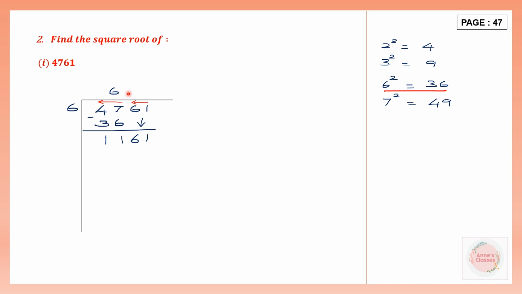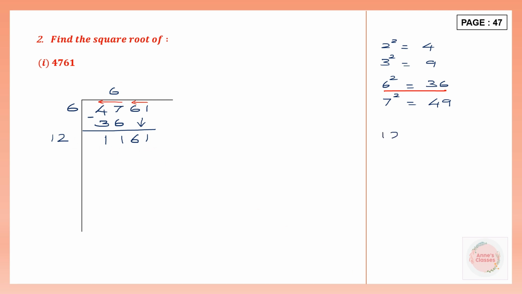Next step, we are going to write the double of this number. This number is 6. Double means 6 into 2. 6 twos are 12. We are going to write that here. So now we have 12. Next step is we are going to write a digit next to 12 and multiply it with the same digit to get this number. So let me show you how to do that.